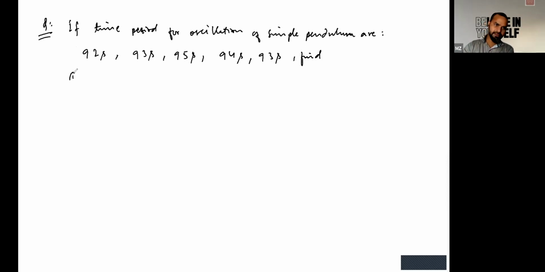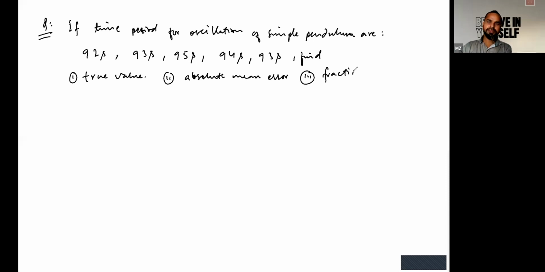Find first true value, second absolute mean error, third fractional, and fourth percentage error. Try to solve.